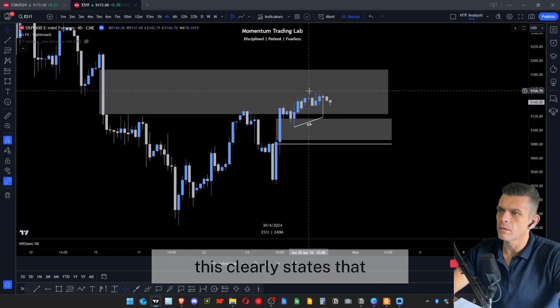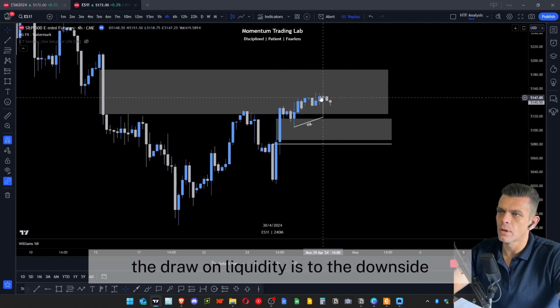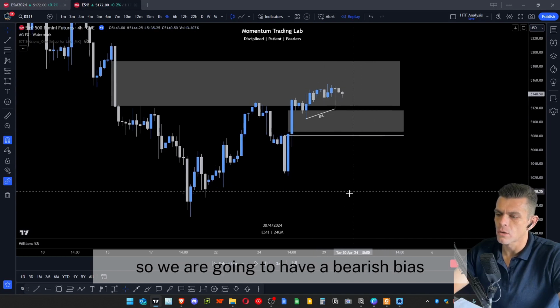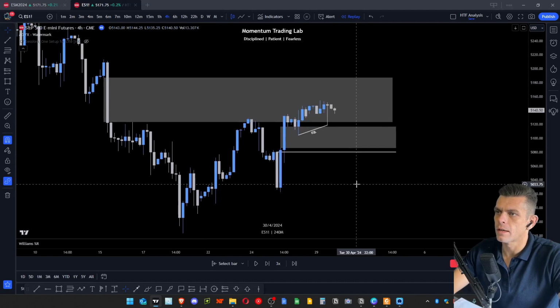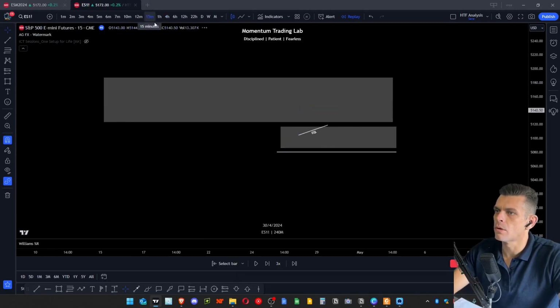All right, so to me, this clearly says that the draw on liquidity is to the downside. So we are going to have a bearish bias on this specific trading day. So let's now go to a lower time frame.